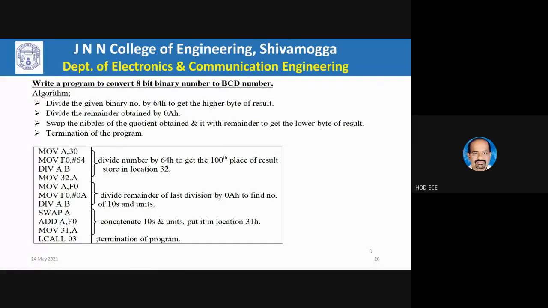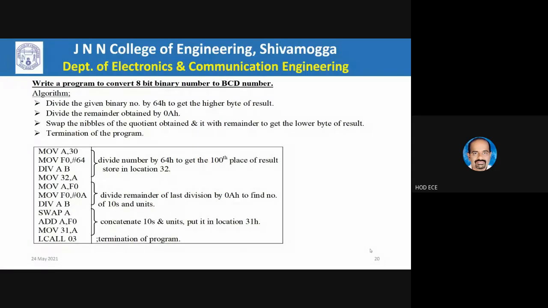Here you have to divide the binary number by 64H to get the higher byte of the result. That is, you divide by 64 to get the 100th place, so you separate the hundreds. What is the maximum binary number? FF. What is its decimal equivalent? 255. So how many hundreds are there? 2 hundreds are there. So divide it by 64 and get the 100th place.